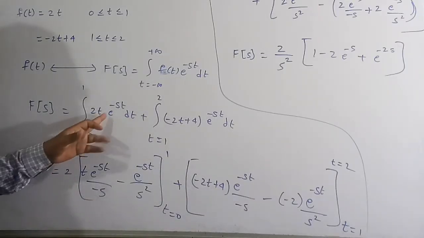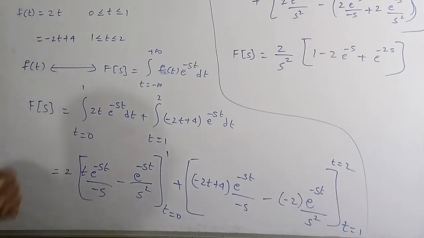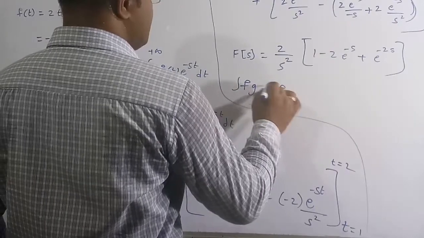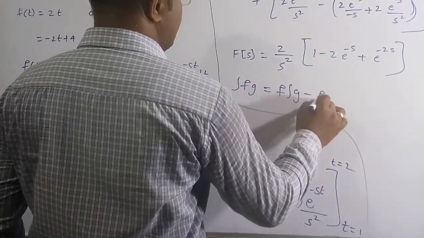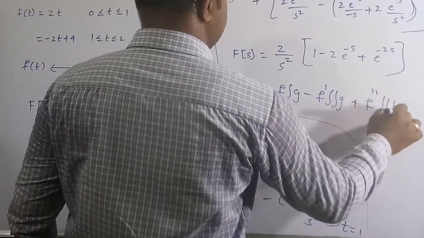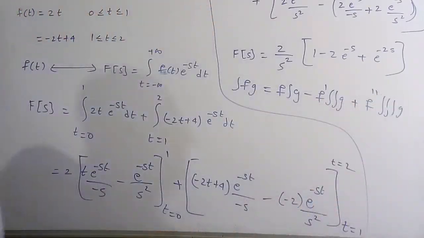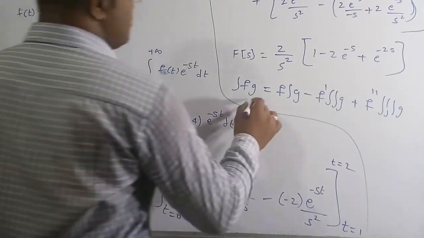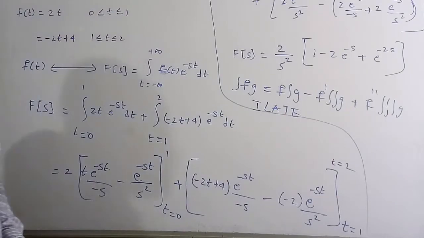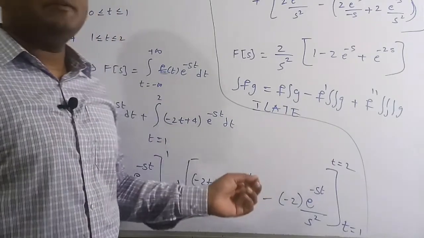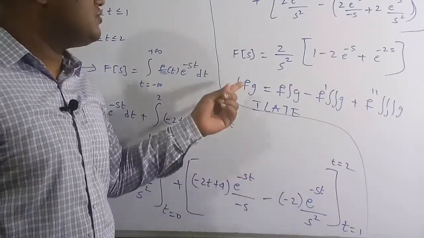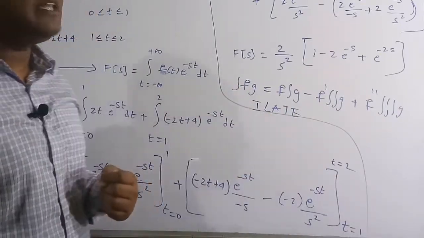So therefore integration of t into e to the power of minus st is nothing but integration of f into g. Integration of f into g is nothing but f into integration of g minus f dash into double integration of g plus f double dash into triple integration of g, and we move on. This is the thing I have already told you. Here we have to follow the rule ILATE: inverse functions, logarithmic functions, algebraic functions, trigonometric functions, and exponential functions. Whatever comes first gets priority as the function f, and the remaining thing we give to g.